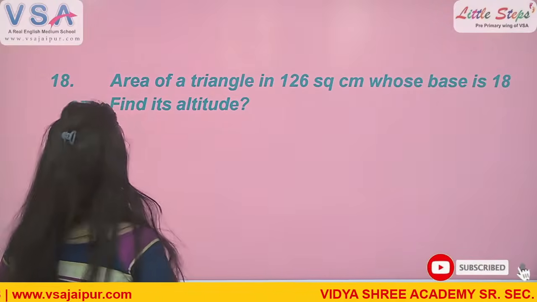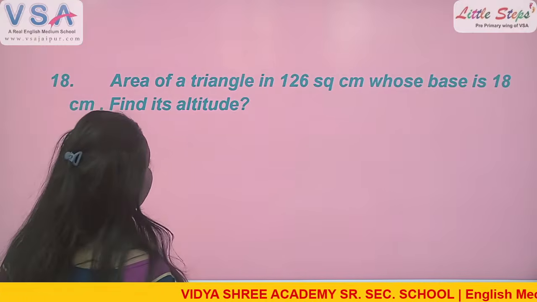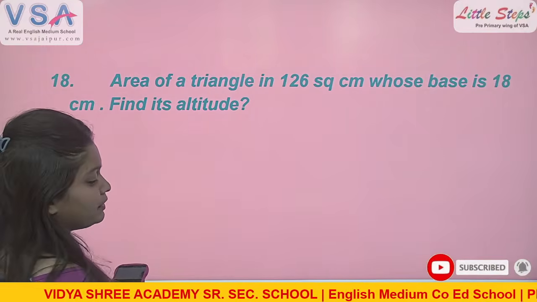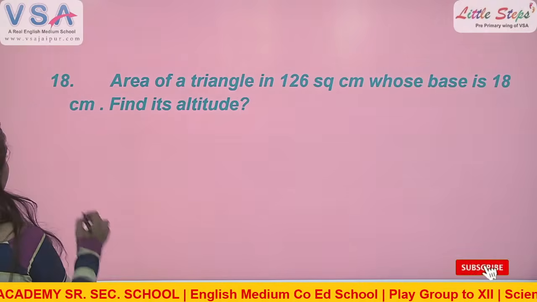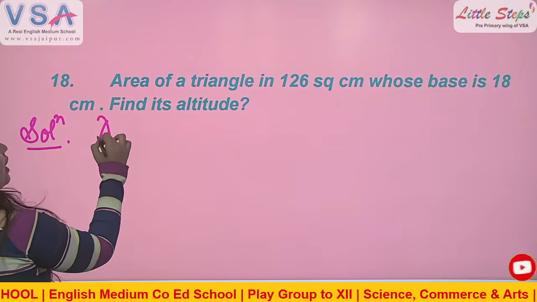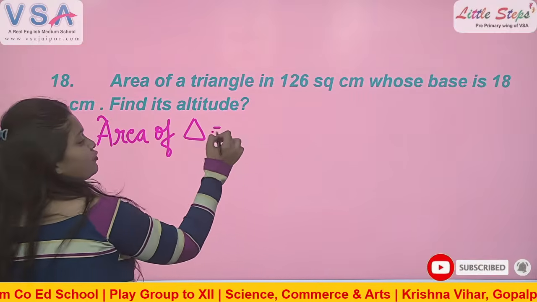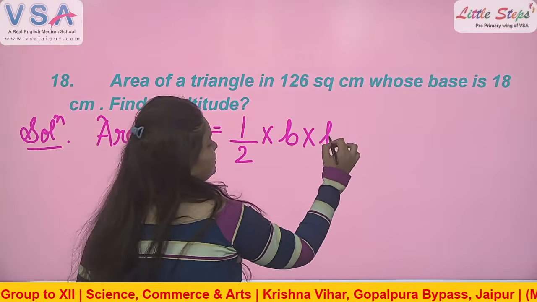Next question. What we have, area of triangle. Area of triangle is 126 centimeter square whose base is 18 centimeter. Find the altitude. So just अभी हमने एक क्वेश्चन किया था area of triangle का. What is the formula of area of triangle? Half into base into height. This is the only formula we have to use.